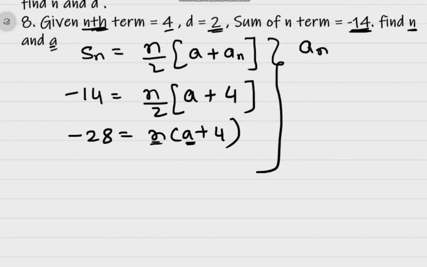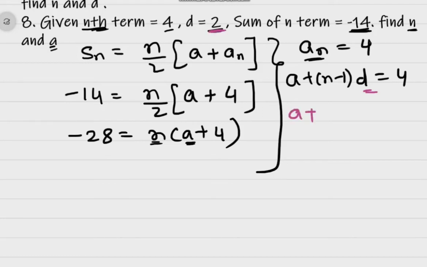As you know the value of an equal to 4, and an equal to 4 means a plus n minus 1 into d is equal to 4. You know the value of d. How much is your d? D is equal to 2. So a plus n minus 1 into 2 is equal to 4.